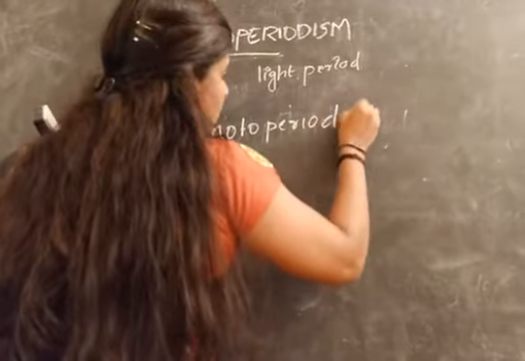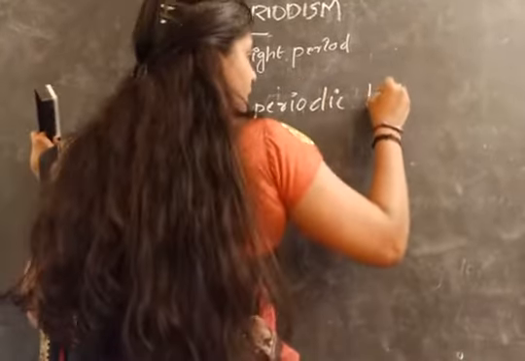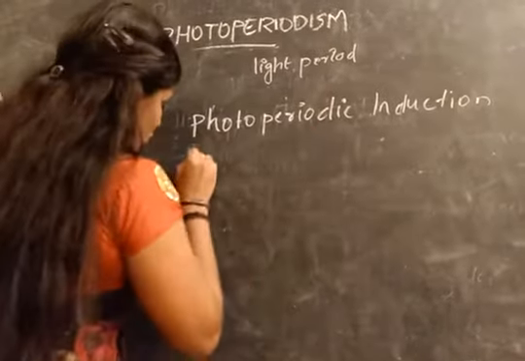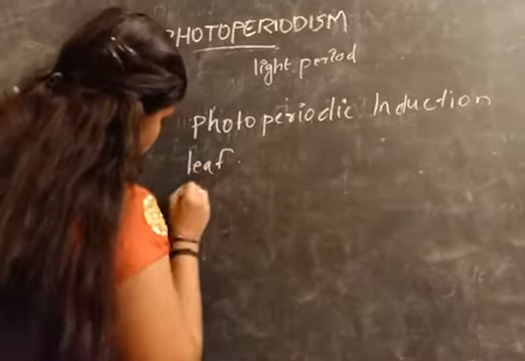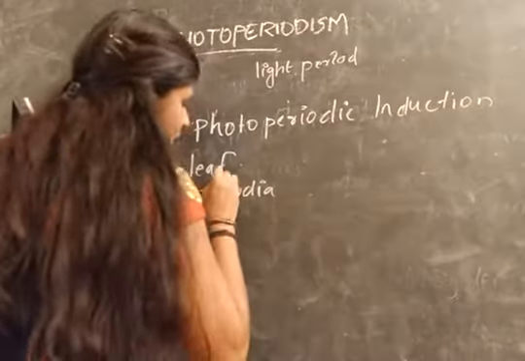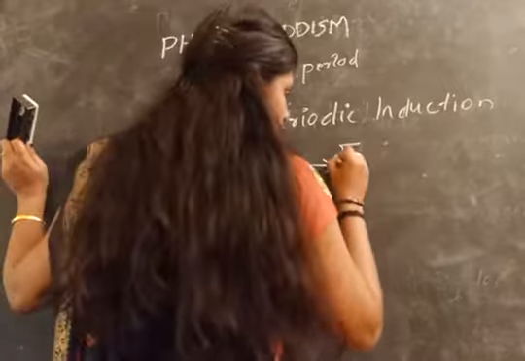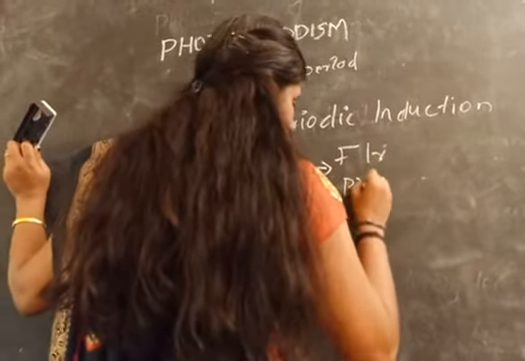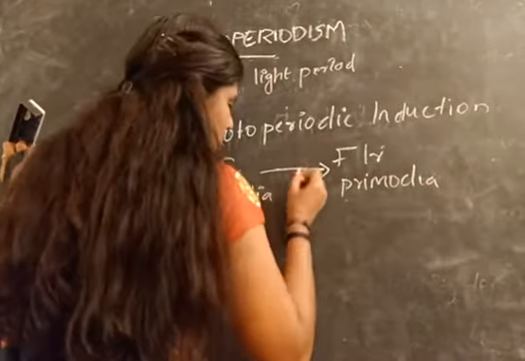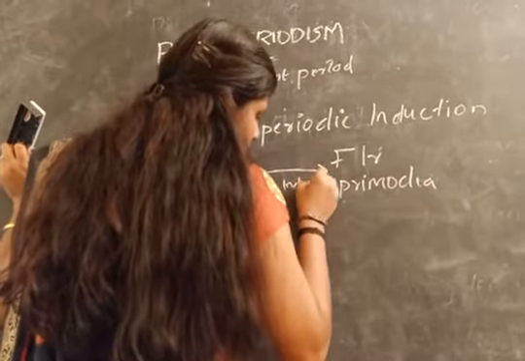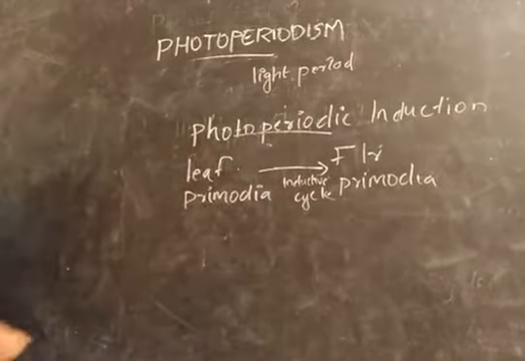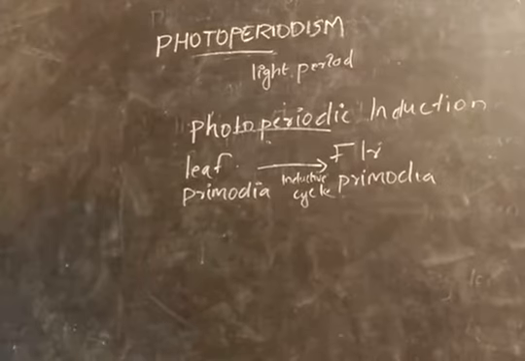So the conversion of leaf primordia into flower primordia under the influence of inductive cycles is called photoperiodic induction.